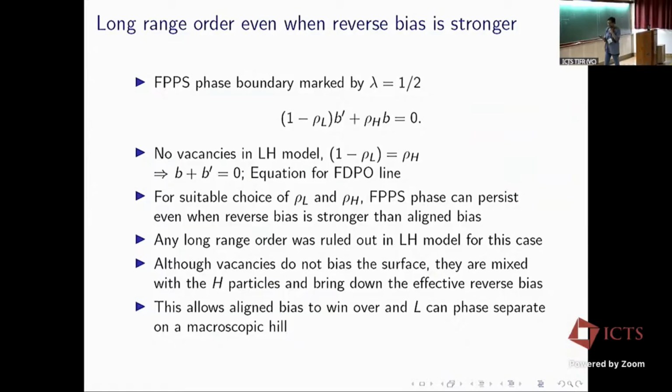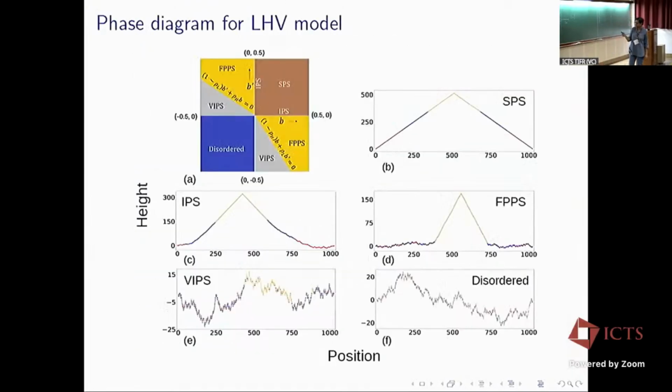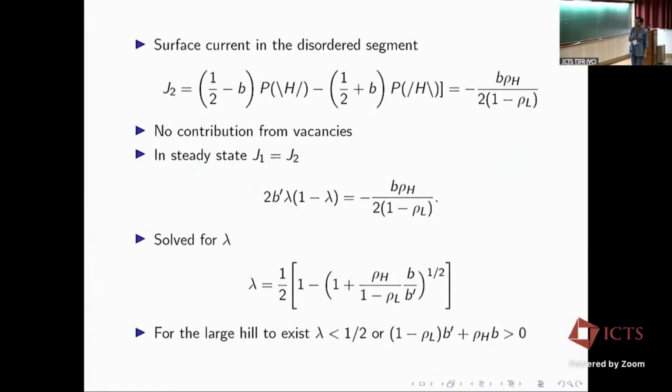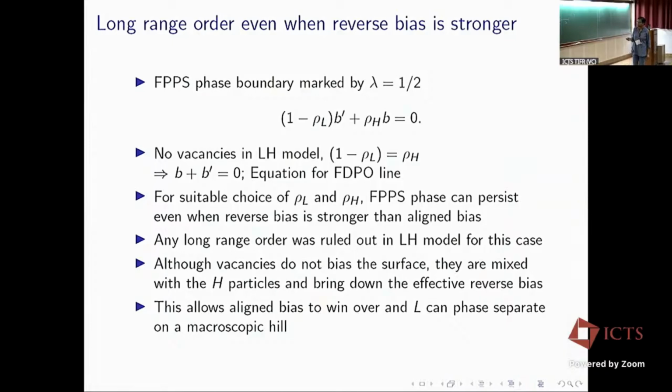What is happening here is that if you go back to the typical configuration, these L particles are pushing the landscape at a slower rate, and the heavier particles, H particles, are pushing it faster because reverse bias is stronger, but the vacancies are mixed with the H and they are not putting any bias. So the effective upward pull coming from this disordered sector is reduced because vacancies are present. And this gives the aligned bias a chance to fight with the reverse bias and win over it, and the long range order is still maintained. Okay, so this is a new effect of introducing the vacancies, that even though aligned bias is weaker, it can effectively reduce the reverse bias such that long range order is still there.